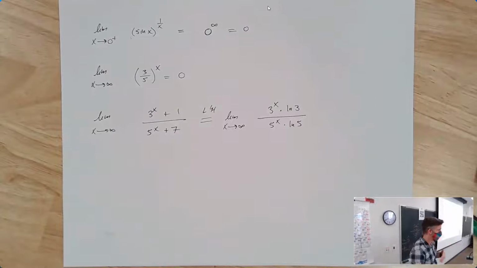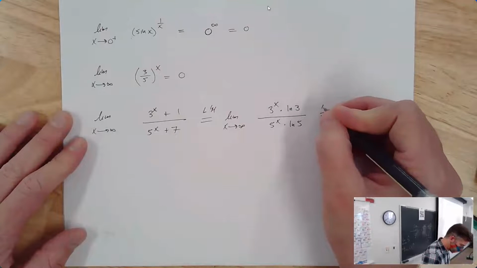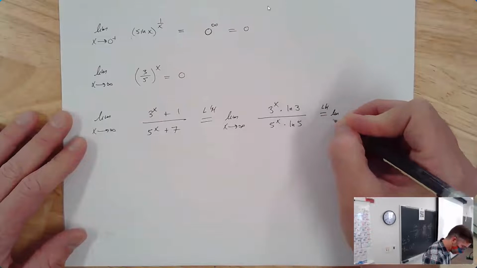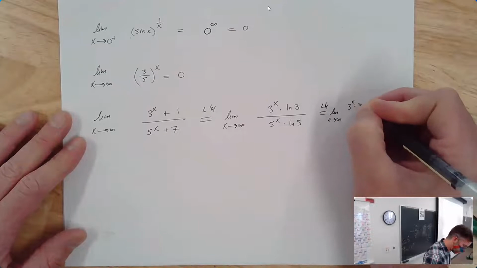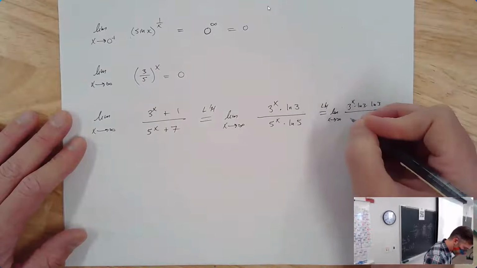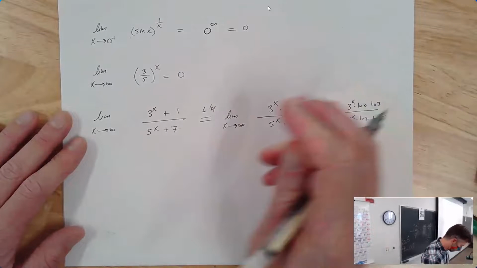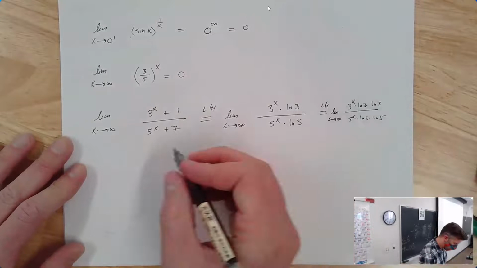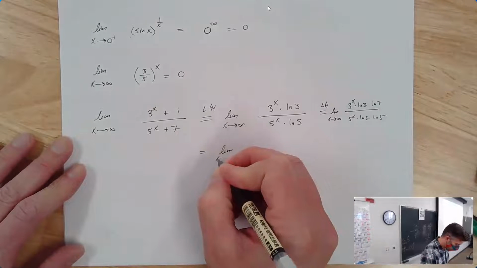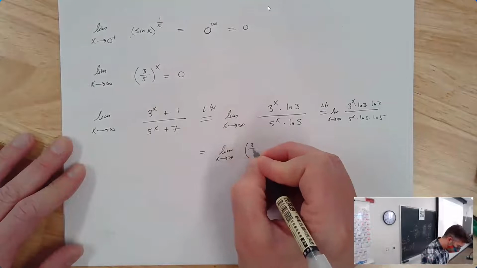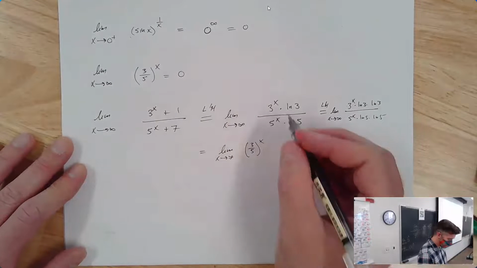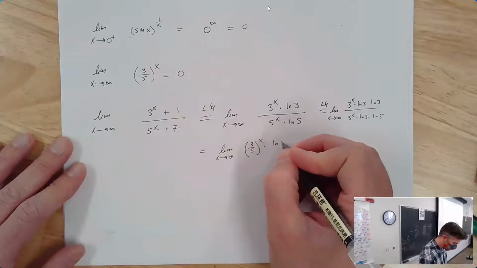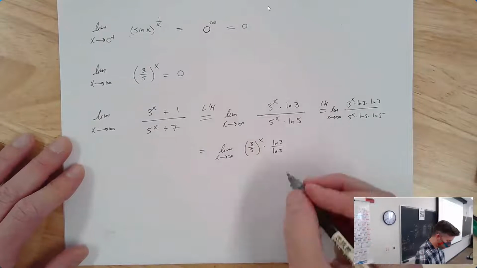If I do L'Hopital's rule again, the derivative of the top is just going to give me another multiple of natural log of 3. The derivative of the bottom is just going to give me another multiple of the natural log of 5. So if we did it one more time, we would get the limit as x goes to infinity of 3 to the x times natural log of 3 times natural log of 3 over 5 to the x times natural log of 5 times natural log of 5. Not particularly helpful. So now we have to be like, well, okay, I could also see that this is going to be the limit as x goes to infinity of (3/5) to the x, 3 to the x over 5 to the x, times a constant that's not going to matter. And that's going to go to 0.